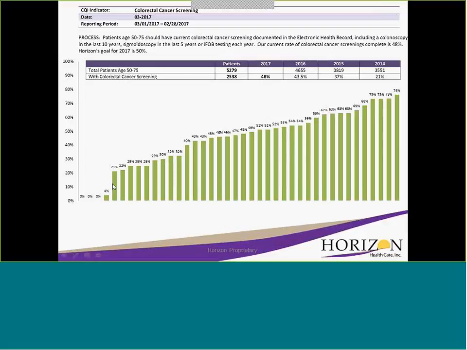Also here, our data is in ascending order. The provider names are listed, though I didn't list them here. The providers can see each other provider and how they're performing. So it's an important piece when you display data among your providers and nurses and care teams.